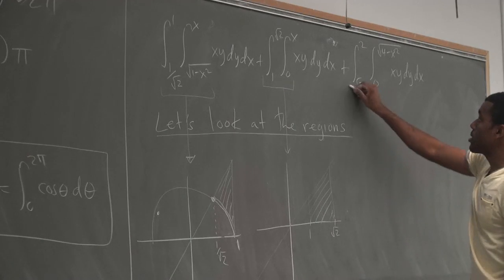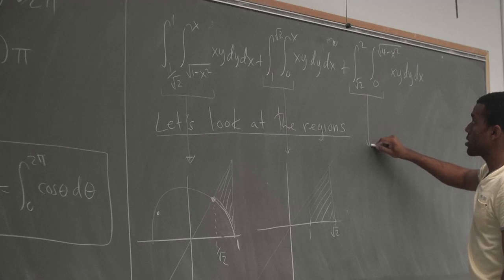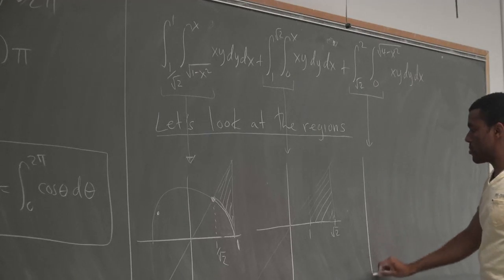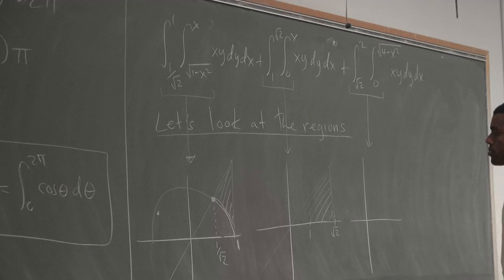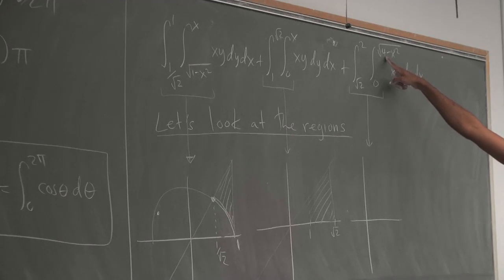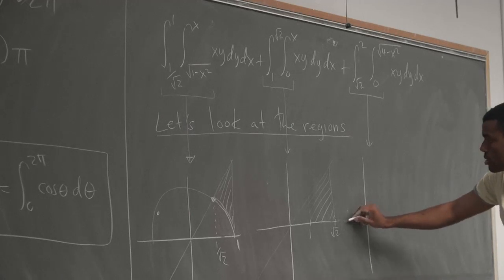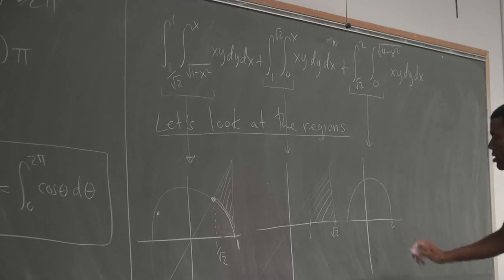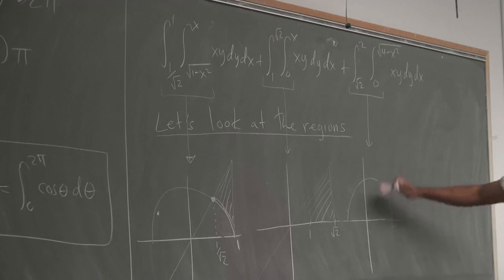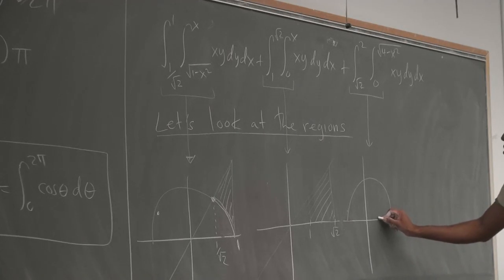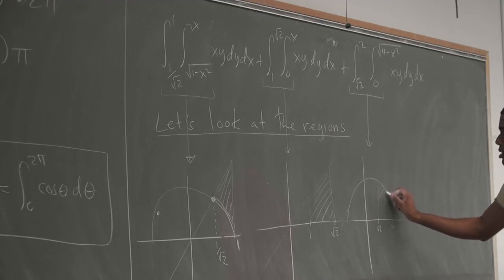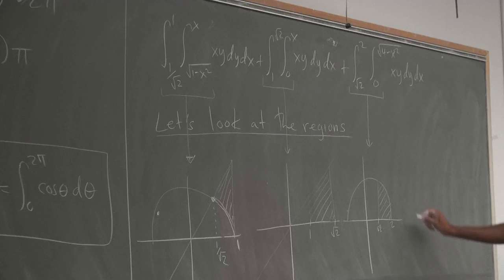Right? What does this describe? What's this guy? Circle radius 2. Semicircle with radius 2, right? So y goes from 0 to that, but then x goes from radical 2 up to that. So this is the region that it describes.